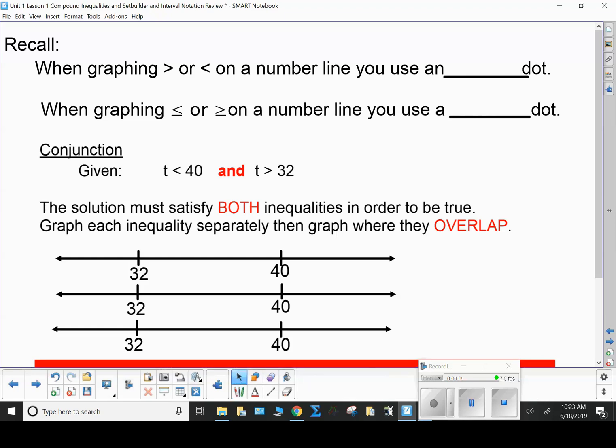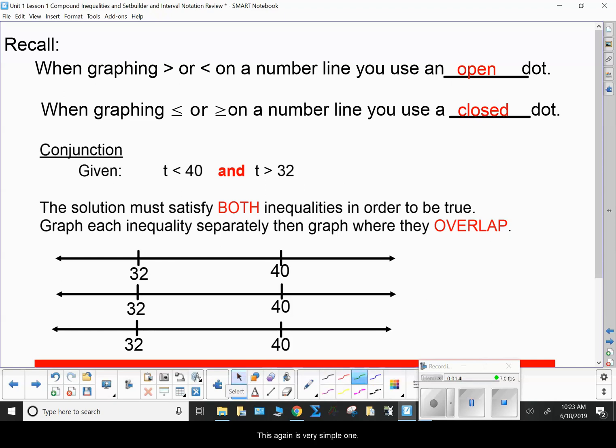First off, when graphing, we need to recall that when graphing a greater than or less than on a number line, you will use an open dot. When graphing a less than or equal to or a greater than or equal to on a number line, you will use a closed dot. Now, I'm going to show you a trick for graphing compound inequalities. These first couple are very, very simple, but sometimes you might want to use this trick when you get a compound inequality that doesn't seem to make sense at first glance.